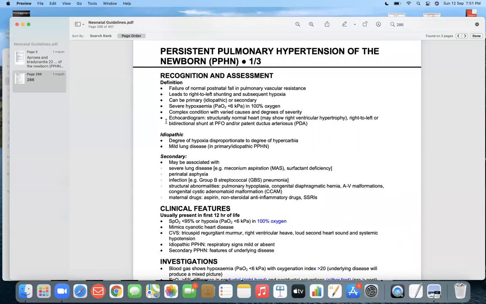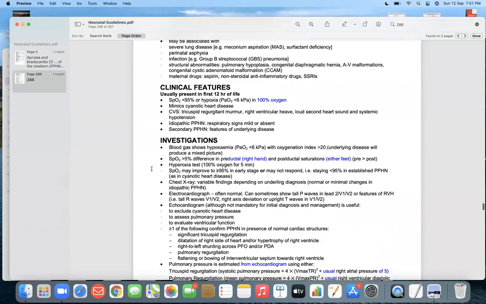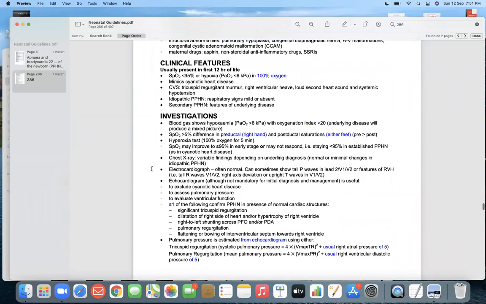One more thing which was not covered in the management, and was important, was to treat the underlying cause. If it is sepsis causing PPHN, then treat the sepsis. If pneumonia is causing it, treat the pneumonia. If it's aspiration, one doctor was saying surfactant is to be given. Whenever it's PPHN, you have to treat all the causes combined together.